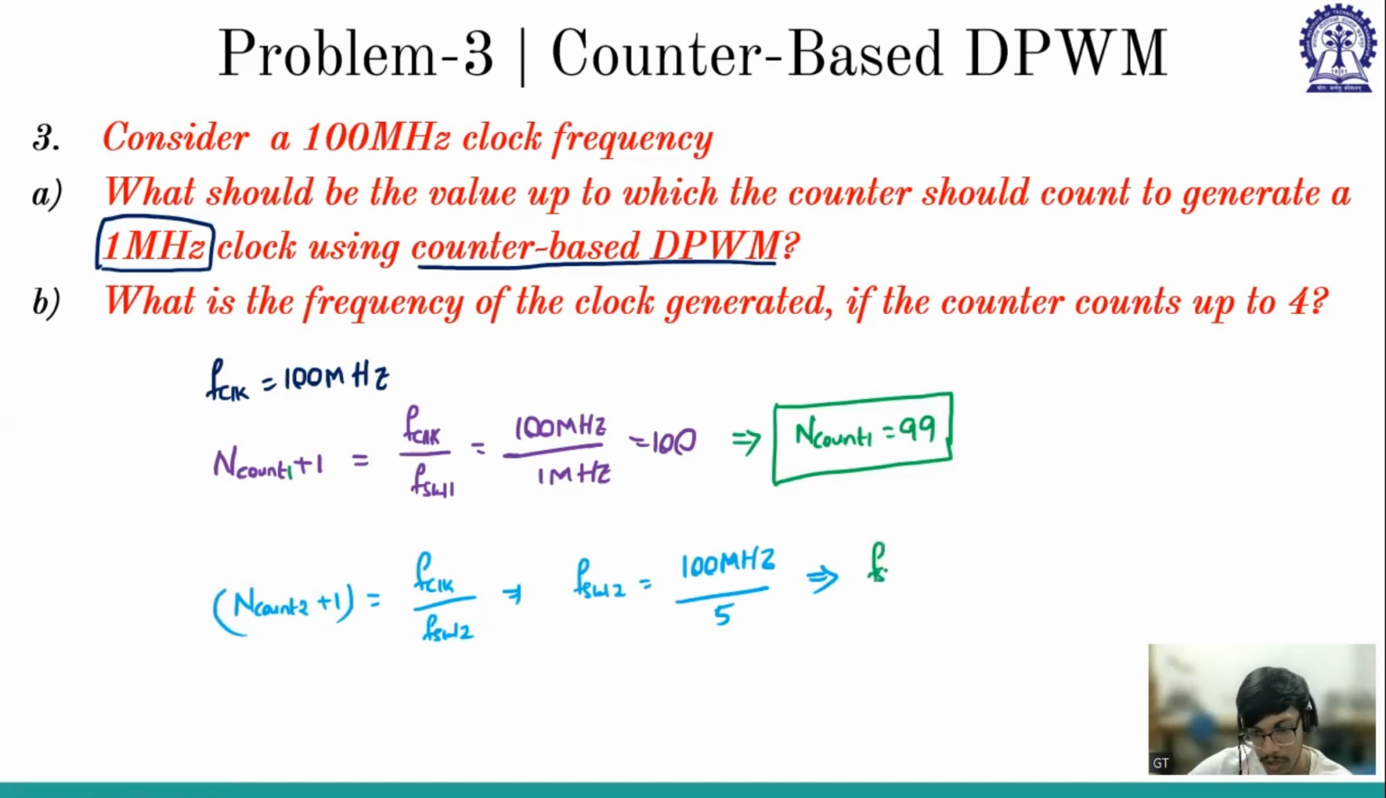You asked for the clock frequency. No, I'm asking what is the frequency of the clock generated, or the pulse generated, not the clock frequency. That is being generated using this counter. So here it is 20 megahertz. Is this question clear to everyone? Yes. Okay, so we have an answer here, 20 megahertz. You are right, Shankar. So this is 20 megahertz.